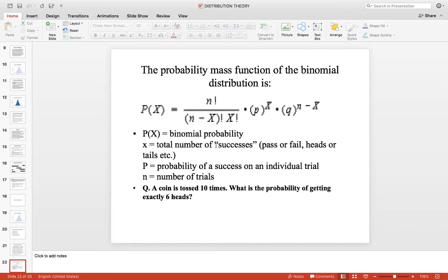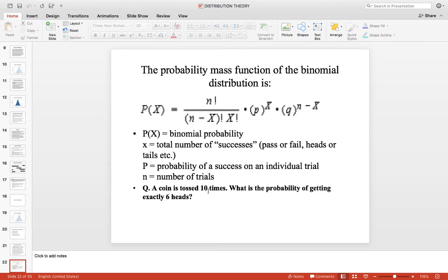X will take the value 0, 1, 2, 3, 4, 5, 6, 7, 8, 9, 10. Which are the possible outcomes? Here we are talking about tossing a coin, so it can either be head or tail. In 10 tosses you can get one head, you can get two heads, then 8 tails.